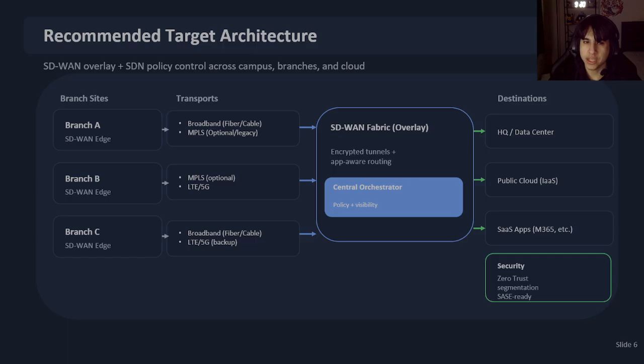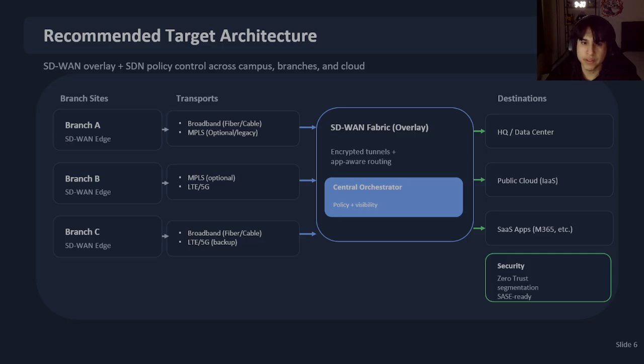Each branch can use multiple WAN connections such as broadband for cost-effective bandwidth, LTE or 5G for backup and continuity, and optional MPLS during transition or for specific requirements. What makes this powerful is that SD-WAN can use these links intelligently. It can route traffic actively across multiple paths, and it can fail over automatically if performance drops.